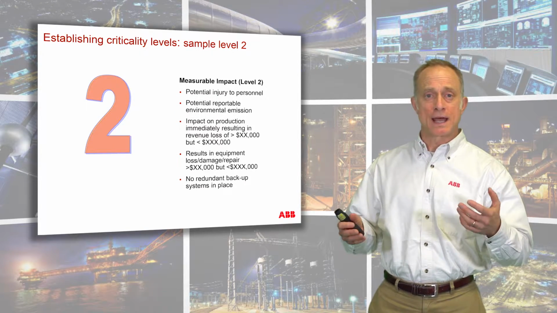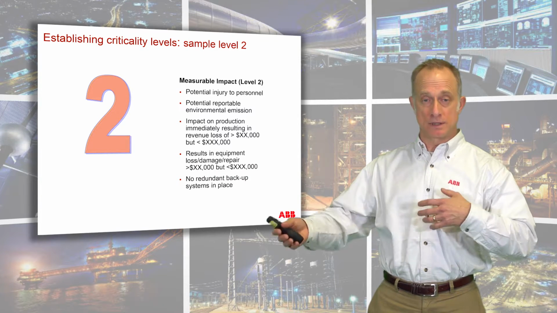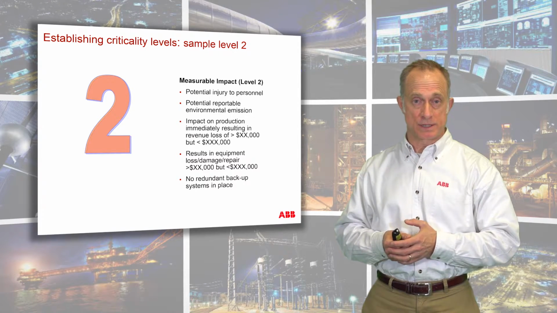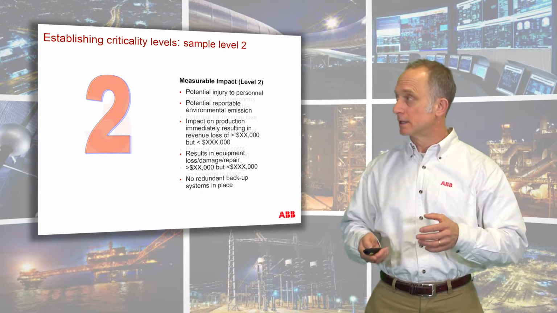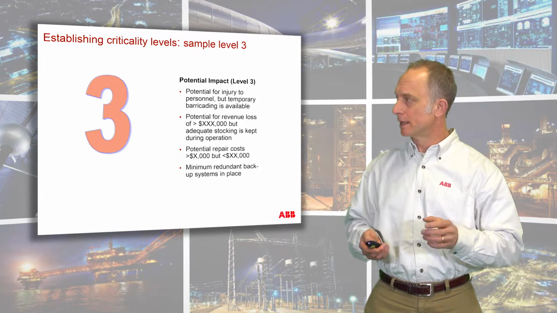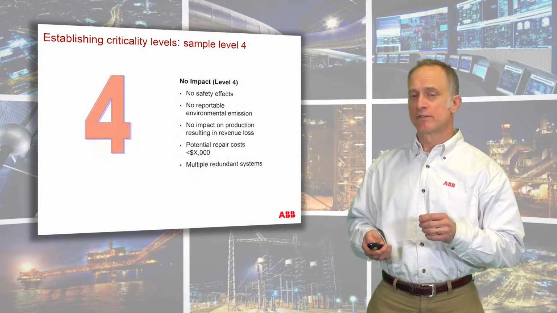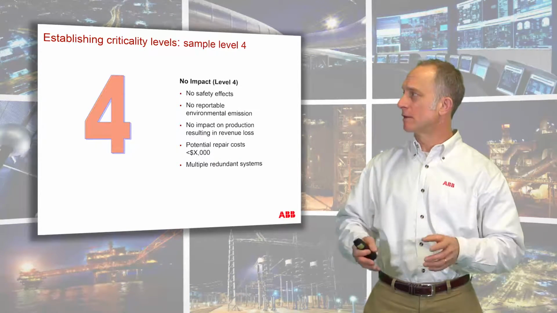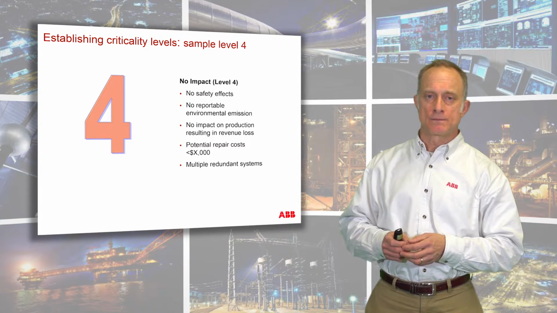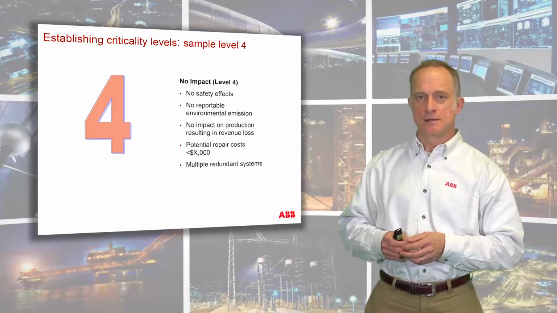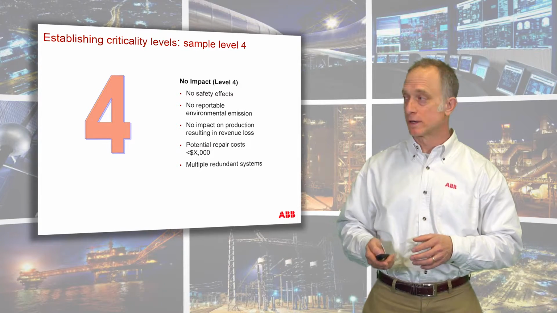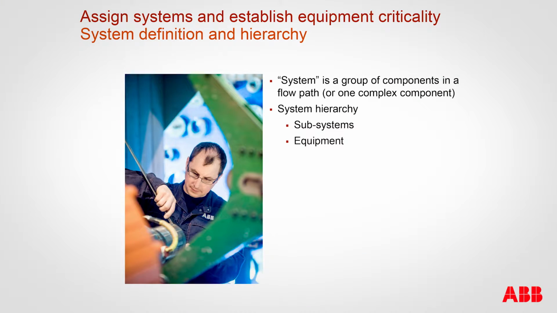Then we just go down there. Criticality level number two might be a measurable impact on safety and environmental, or a less costly impact to production, or a less costly maintenance. You get the idea. Level three, just a potential. Still something to watch out for, but not high likelihood. And then number four, no safety effects, no environmental effects, no impact on production, very minimal maintenance costs, and maybe there's multiple redundancy in this level, and so you just don't have to worry that much about it. So those are criticality levels.